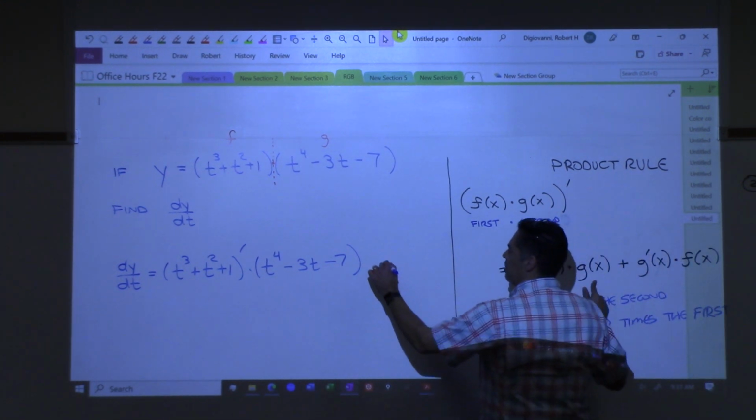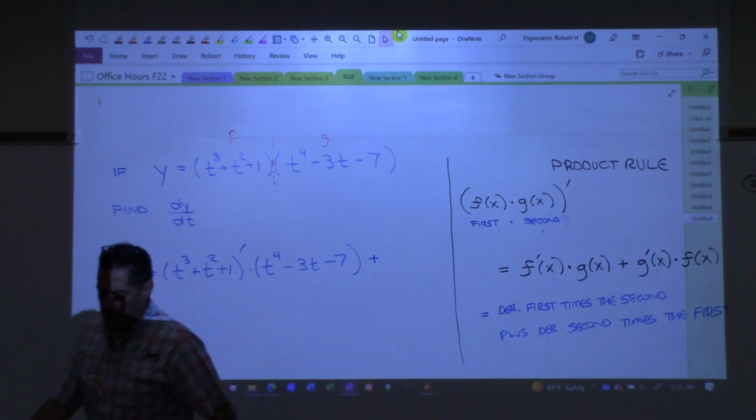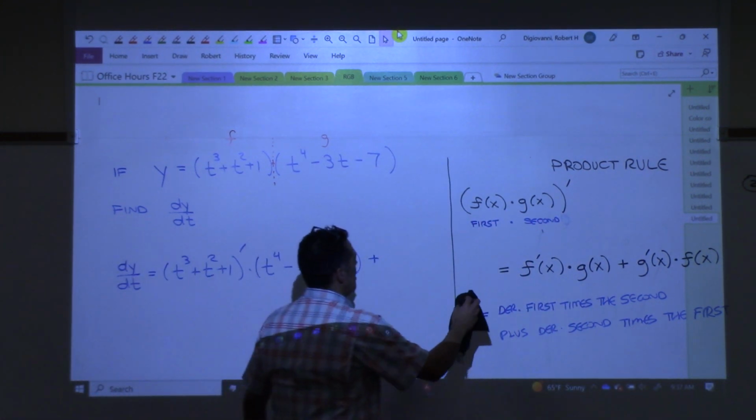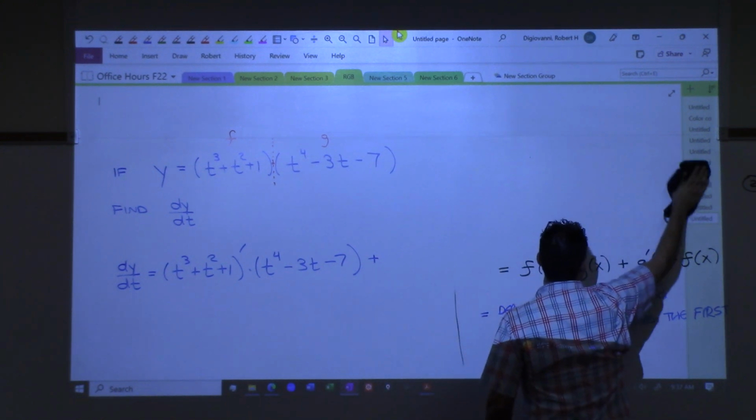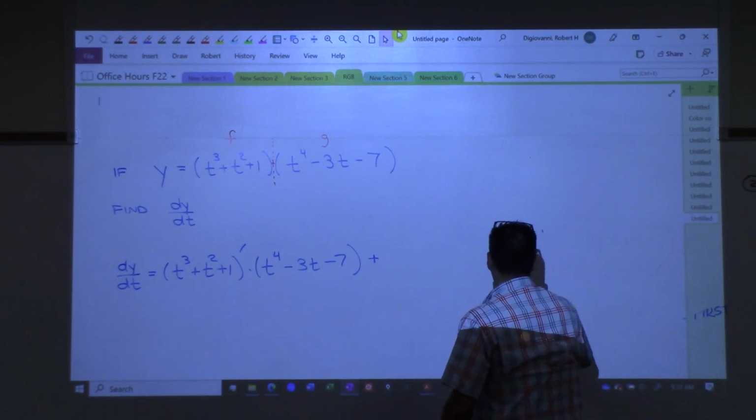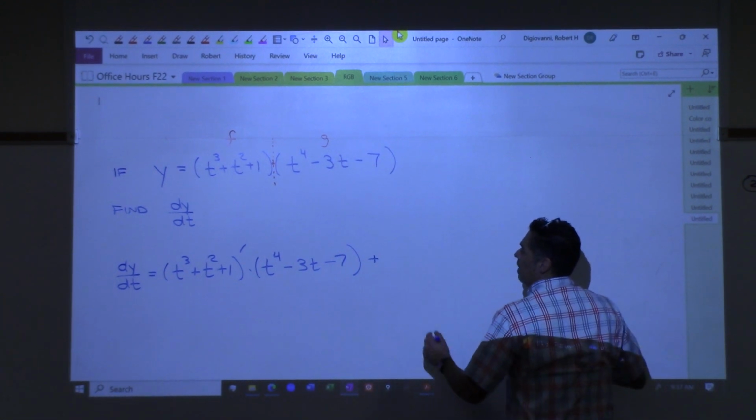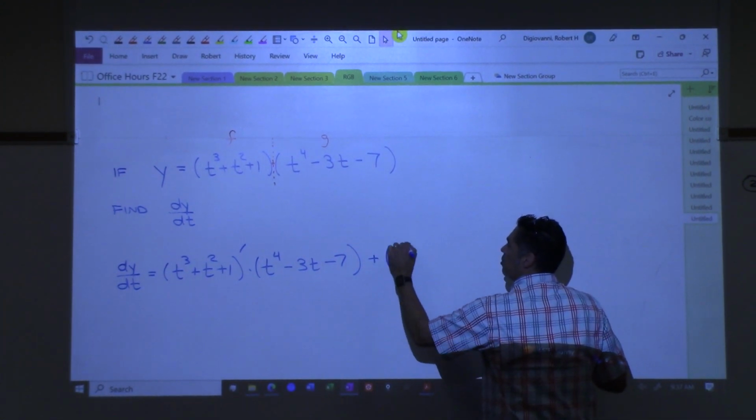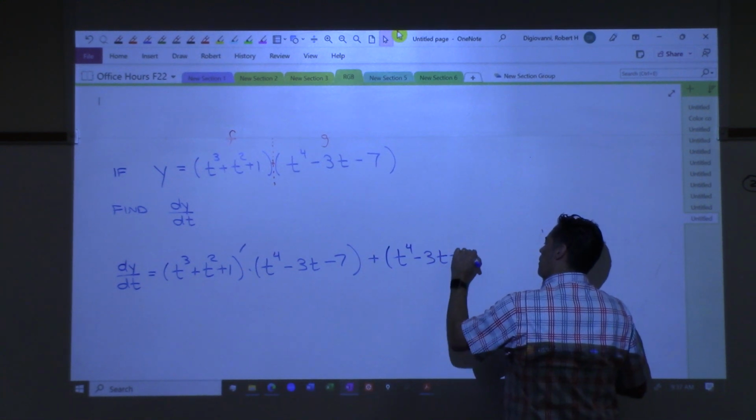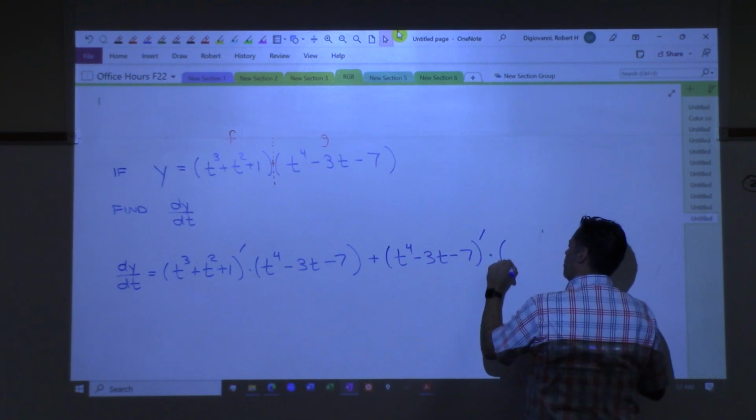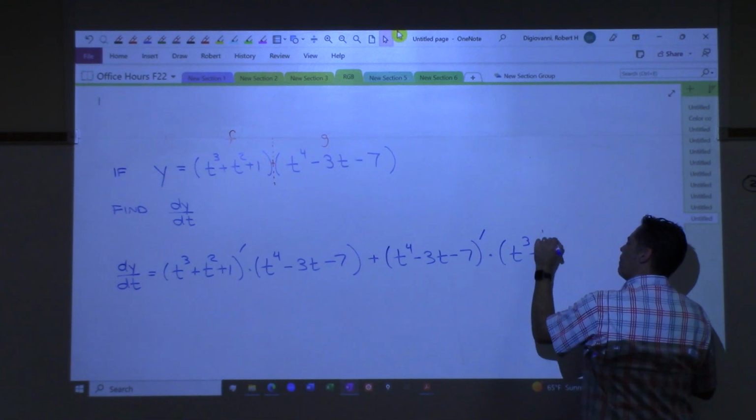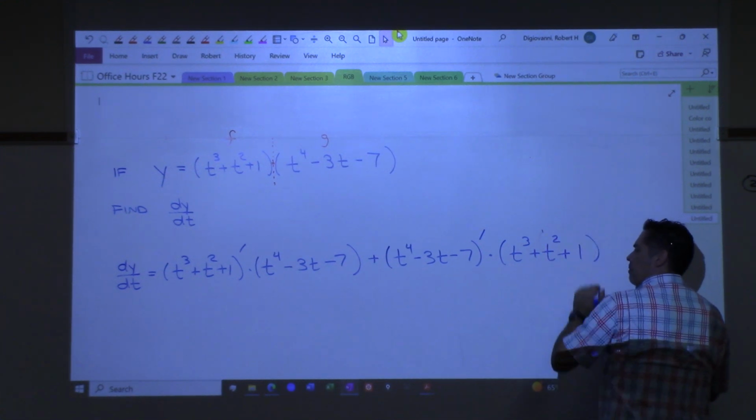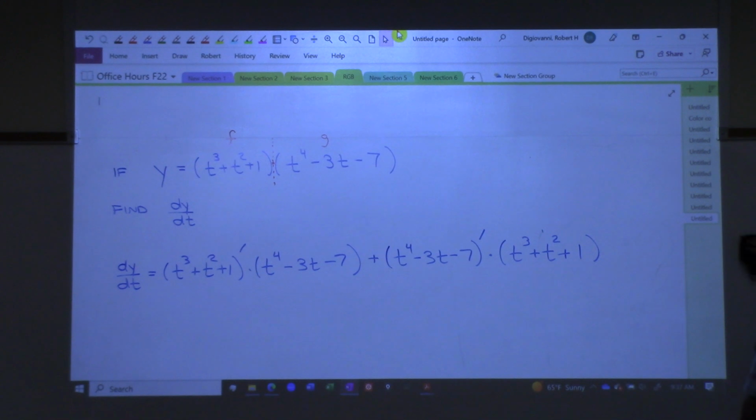Now I say plus, and I'm going to run out of room. So I'm going to erase the product rule. I'm going to write the product rule on the side over here so that we have it. So now the derivative of the second function times the first one. Okay, here's our product rule. I'll just put it here. Why don't you see if you can do the next step on your own? Just take the derivatives and stuff while I write this down.